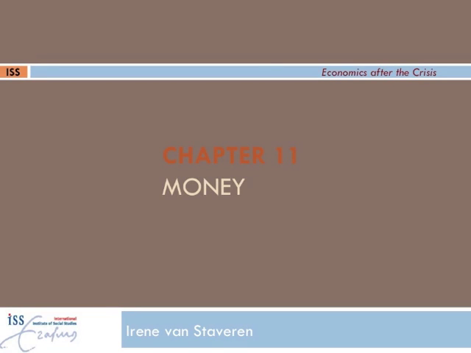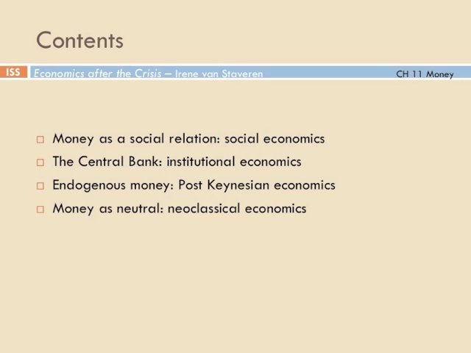Chapter 11 is about money. The chapter consists of 4 sections.